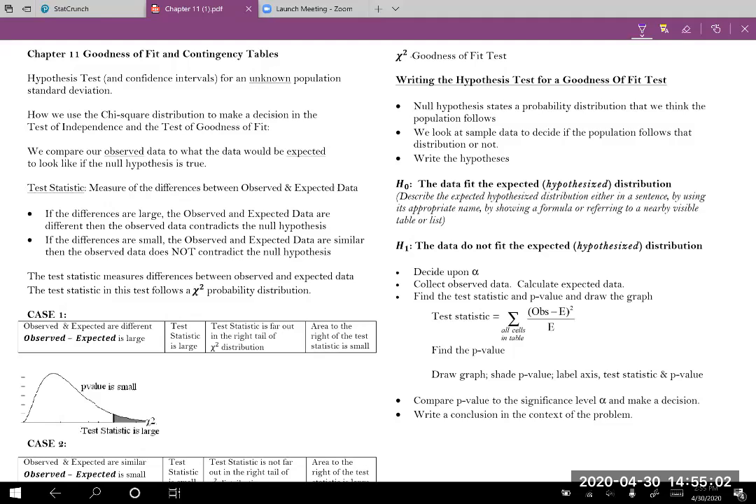There are going to be two cases. Case one is where observed and expected data are different. That means the difference is large, so the test statistic is going to be large. So it's going to be far out in the right tail of the chi-square distribution, which means the p-value is going to be small, as you can see in the graph.